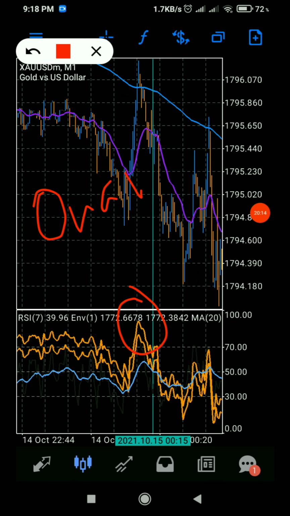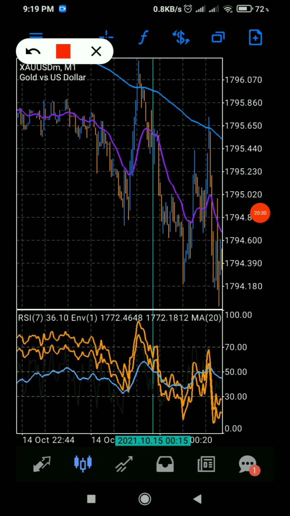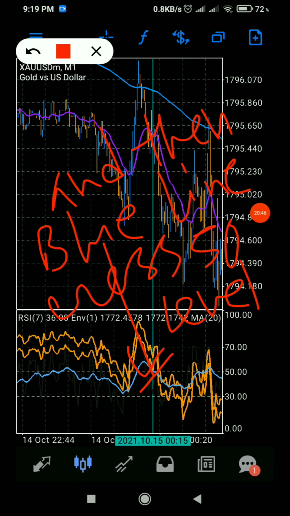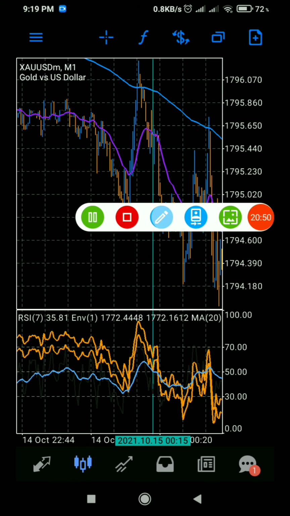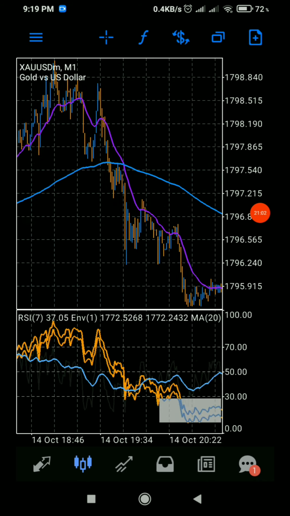And another example here. This is the orange sharp edge, and the sharp edge is taking place on the 70 level, and then the blue lines are going to cross 50. That is the confirmation of taking sell entries. So you have to take sell from here, and you can take profit from here.